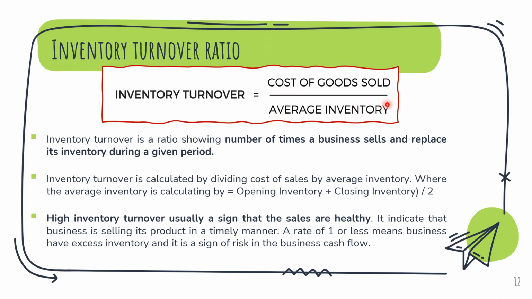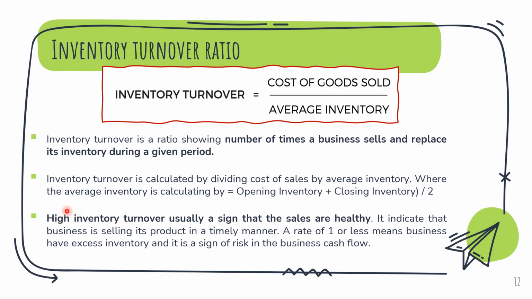So this is the formula of the inventory turnover ratio. This ratio is calculated by dividing the cost of sales by the average inventory, where the average inventory is calculated by adding the opening inventory and the closing inventory and dividing by 2. So this is how we will get the average inventory.